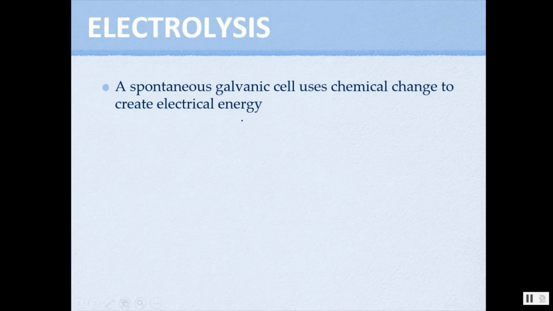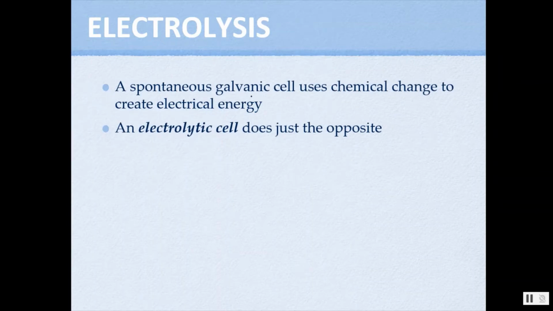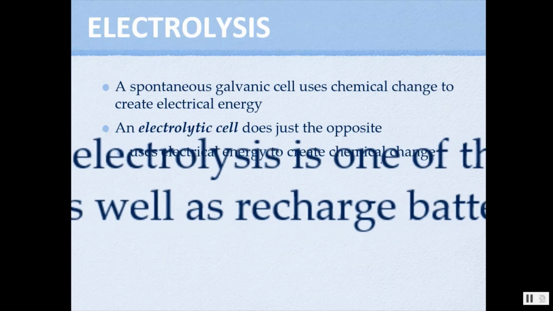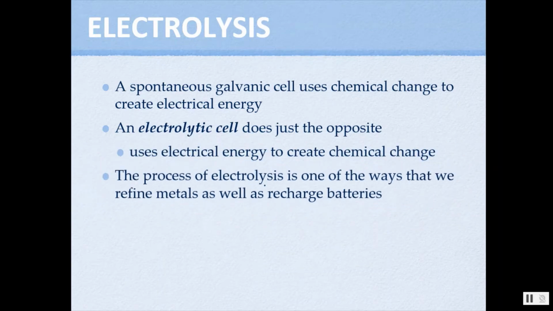Electrolysis is when we apply a current to our cell. So when we have a spontaneous reaction, we call that a galvanic cell. In an electrolytic cell, we're going to do the opposite. So rather than using a chemical change to generate electricity, we're going to use electricity to create a chemical change. So we can force reduction to occur. We see electrolysis both in refining metals and recharging batteries.